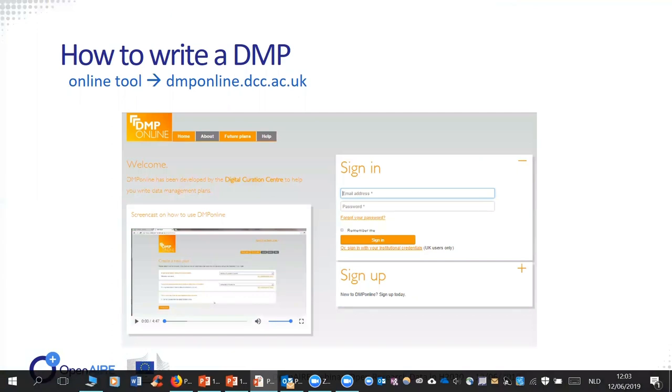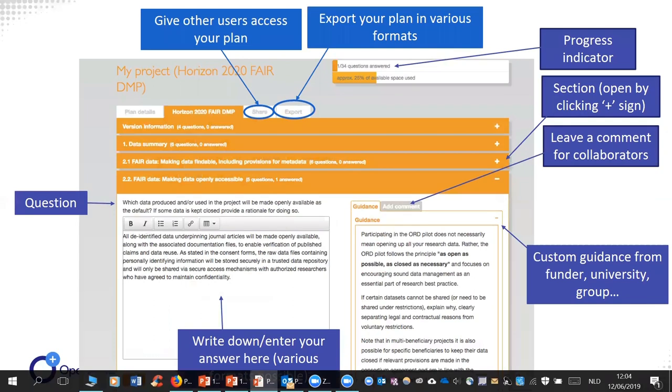A good tool to use is DMP Online. DMP Online has a lot of templates for data management plans. It also has a template for Horizon 2020 projects. So this tool helps you go through the process of writing a data management plan. These are all the features in one slide. It lists all the questions, and then you can write down your answer, and you can get back to it later if something changed.